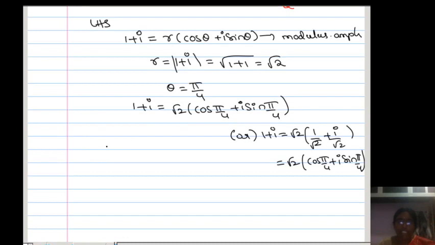Similarly, what is 1 minus i? Tell me from the same concept. 1 minus i means multiply and divide by root 2, so you get the same thing but with a minus. Otherwise, in polar form, 1 minus i lies in the fourth quadrant, where theta becomes minus pi by 4. Cos of minus theta is cos theta, and sin of minus theta is minus sin theta. So you can write root 2 cos pi by 4 minus i sin pi by 4.